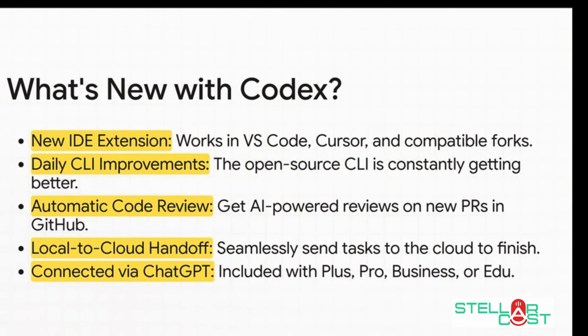And this unification comes packed with some seriously powerful new features. There's a brand new IDE extension that puts Codex right there beside your code. You get automatic AI-powered code reviews on GitHub. And get this, we're not just talking about static analysis. This thing actually runs the code to validate the changes. But my favorite feature has to be the local-to-cloud handoff. You can start something on your machine, send it to the cloud to finish, and just keep on working. And it all just connects through your existing ChatGPT account, which makes it super accessible.